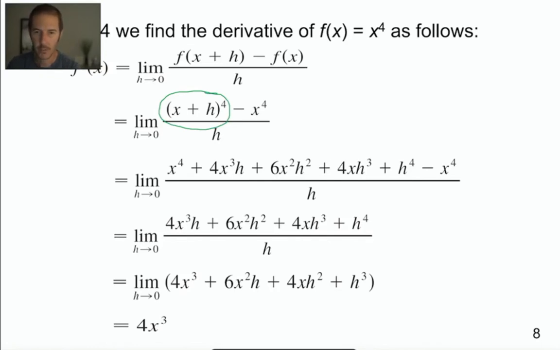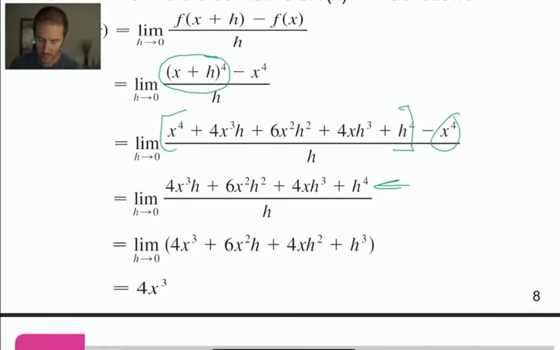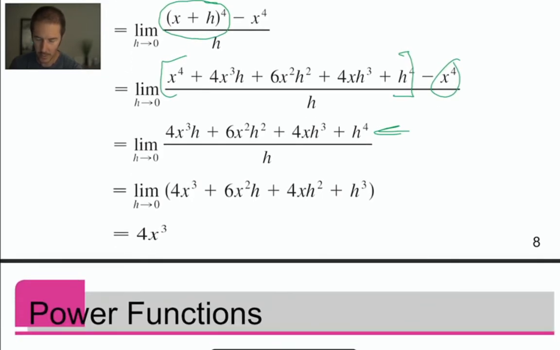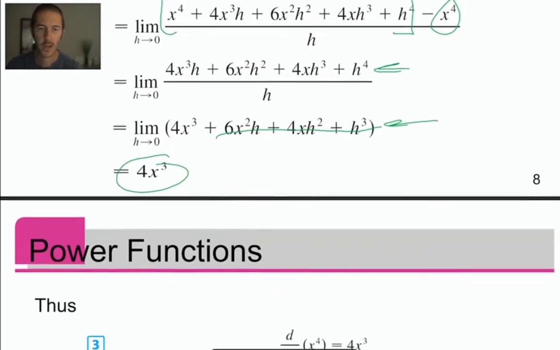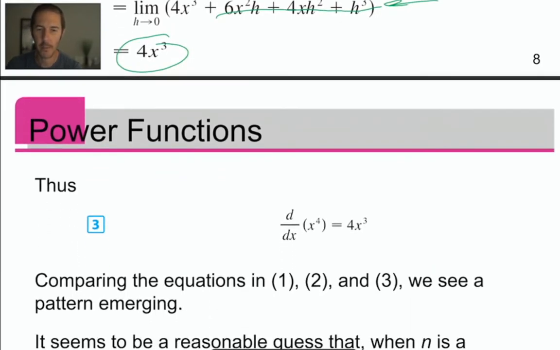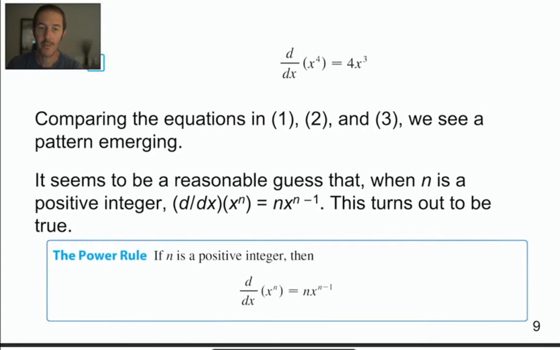And we get all of those terms, and then we cancel out that minus x to the fourth, and we get this, and then we cancel out a factor of h from all of those terms, and we get this expression, and then we finally get to send h to 0, and all three of these terms go away, leaving us just with 4x to the third. I wish there were a faster way to do that. Good news, there is.